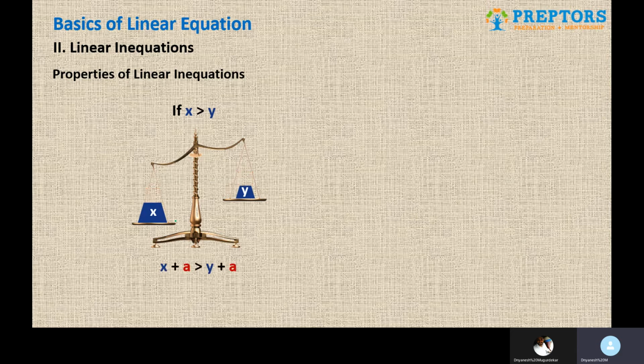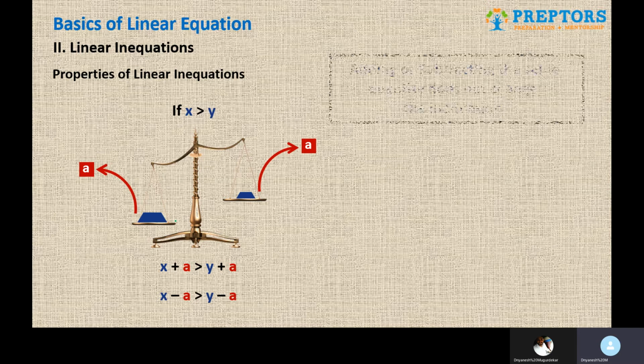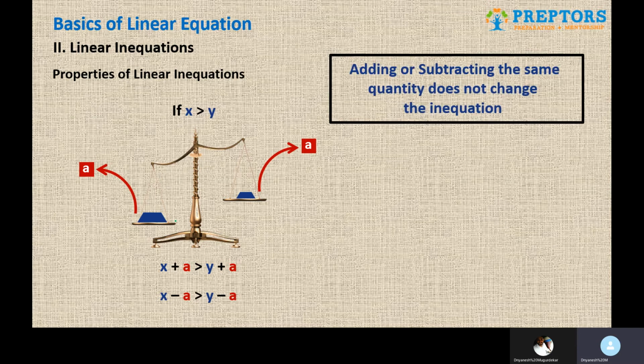And that gives us the first rule, which is, if you add something equal on both the sides, the sign of inequation does not change. Obviously a similar idea, same assumption, x is greater than y. If you subtract an equal amount from both the sides, which is a, again the inequation sign will not change. So combining these two, we have the first rule, which is adding or subtracting the same quantity does not change the inequation. That's the first thing that you need to remember.